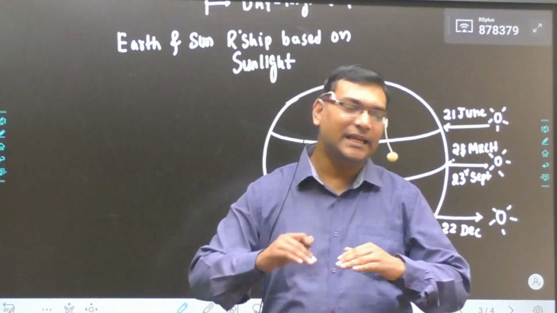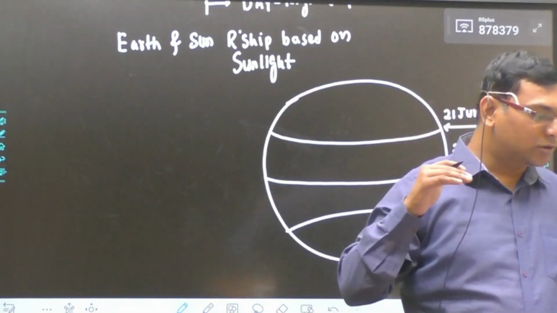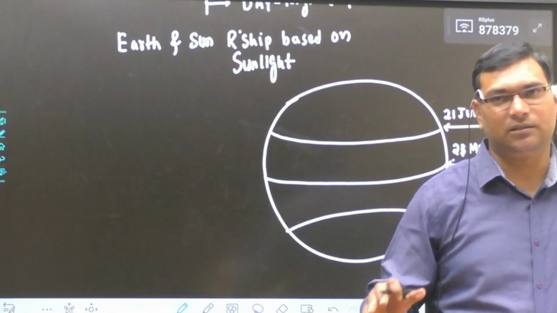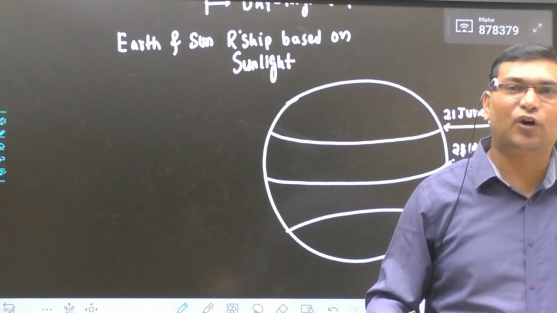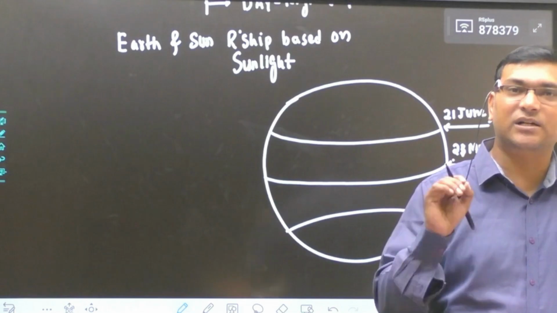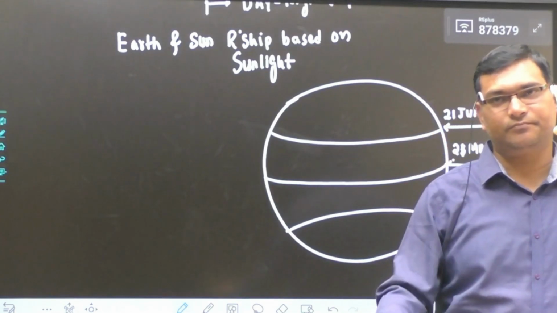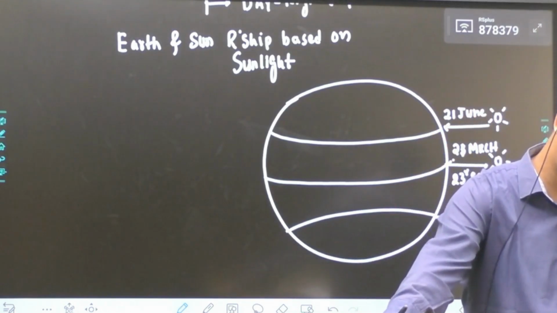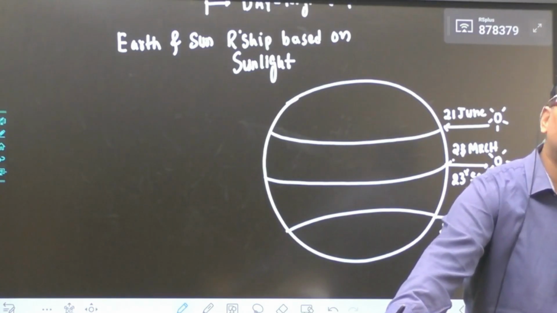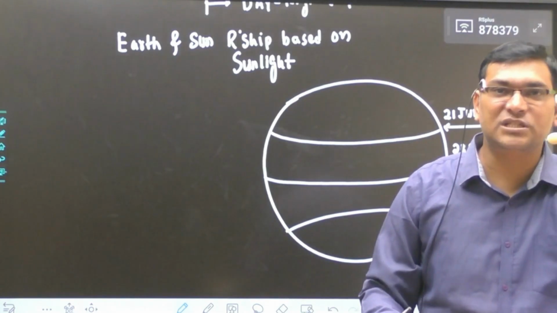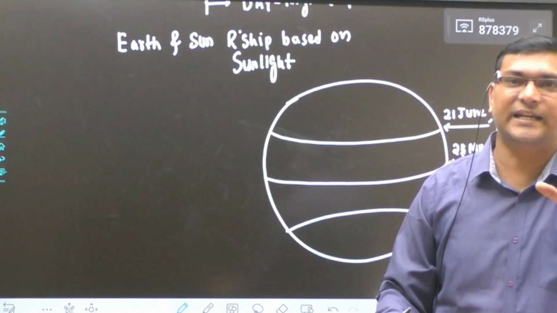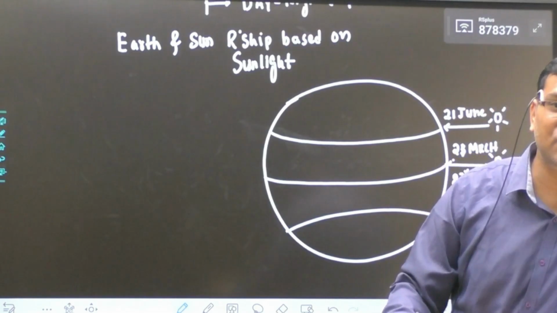Now tell me, the Tropic of Cancer is the topmost limit for the sun rays to fall vertical. Can I say this? Yes or no? The Tropic of Cancer is the northmost limit for the sunlight, the sun rays, to fall vertically.